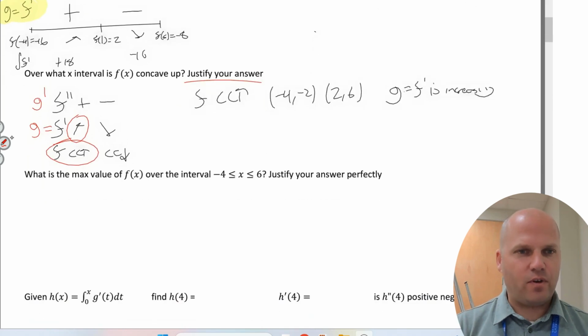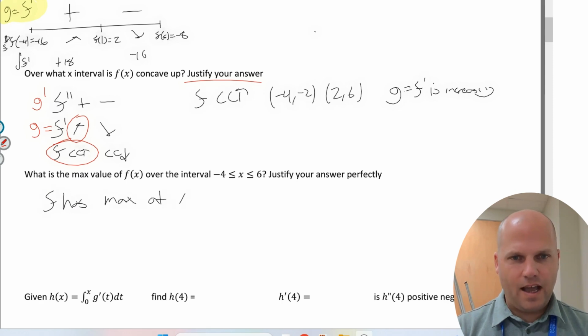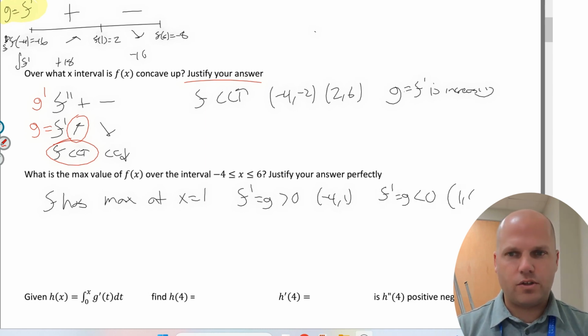What's the max value of f? Okay, well, I can see f goes up, then f goes down. Boom, I have the behavior of f because I know about f's derivative. So I'm going to say f has a max at x equals 1. Why? Because f prime, and if you want to say f prime equals G, is positive from -4 to 1, and then f prime, which equals G, is negative from 1 to 6. Boom. I like to stack this, like stack it. We write down our sign analysis. Boom, we have our sign analysis written down.